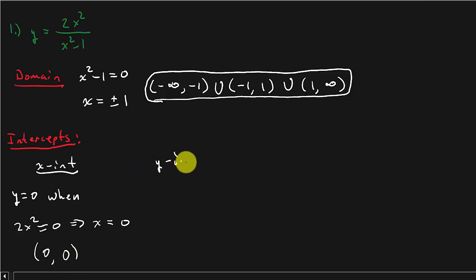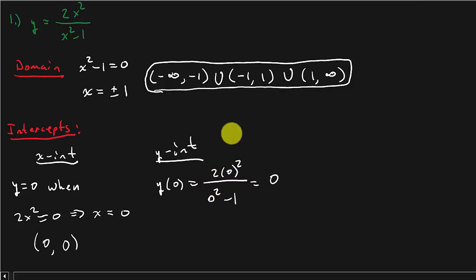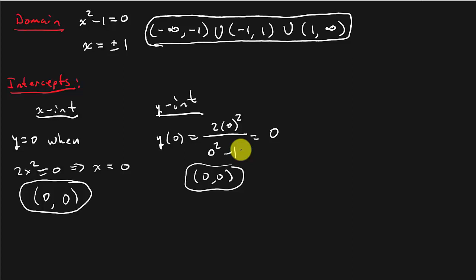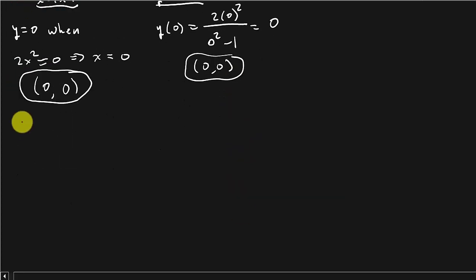And of course, I know you realize this, the y-intercept is the same thing, but I'm going to go ahead and work it out just so you can see it. Remember, to find the y-intercept, you plug 0 in for x, and of course, that will give us 0. So this is 0, 0. You don't have to write it twice, but they're not going to be the same every time. So all right, there's your domain, your intercepts.